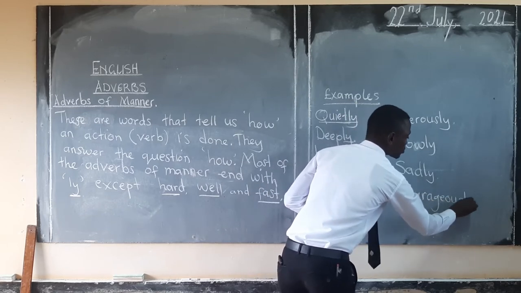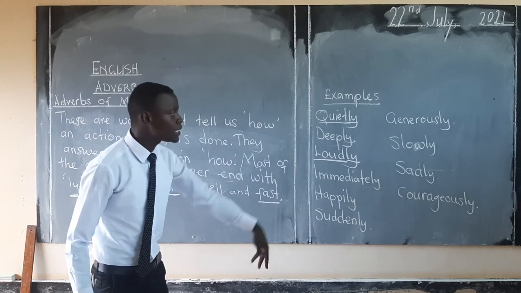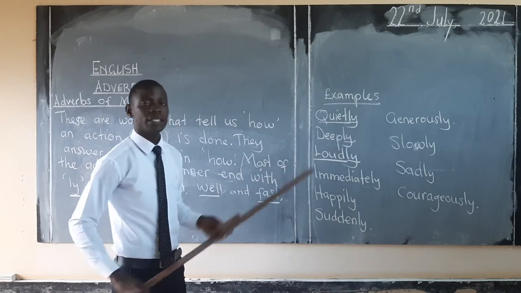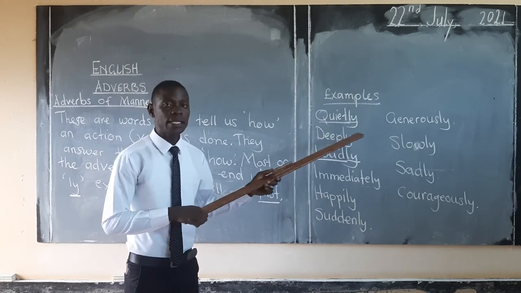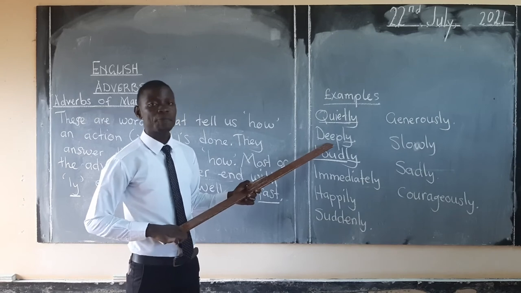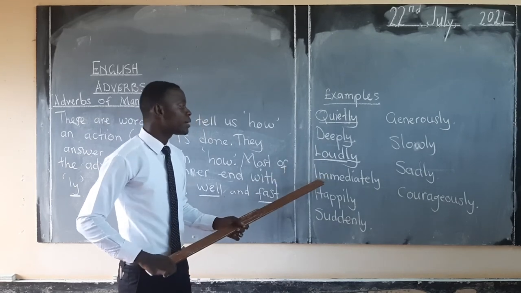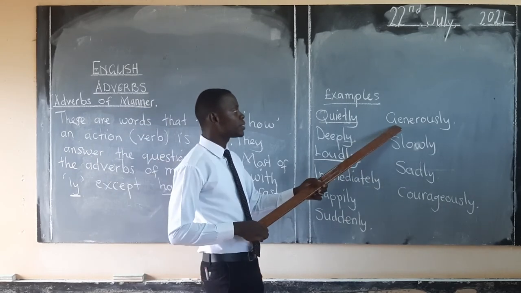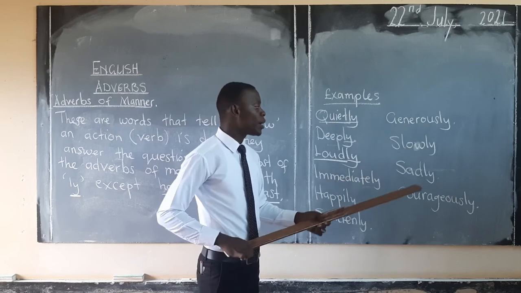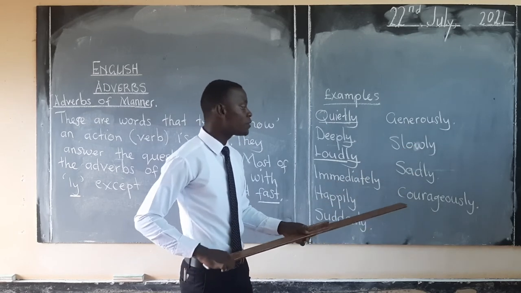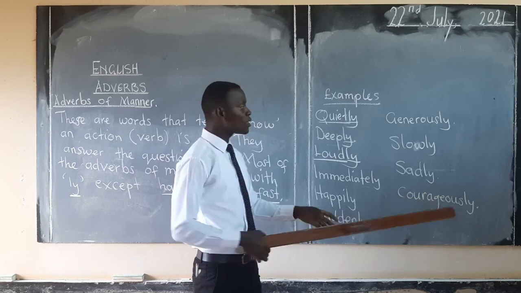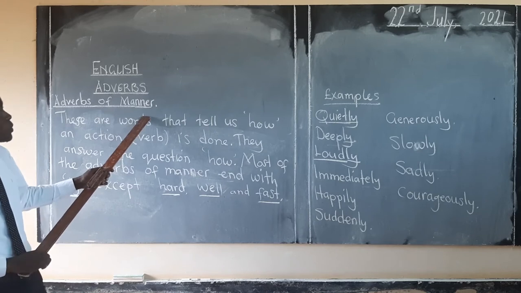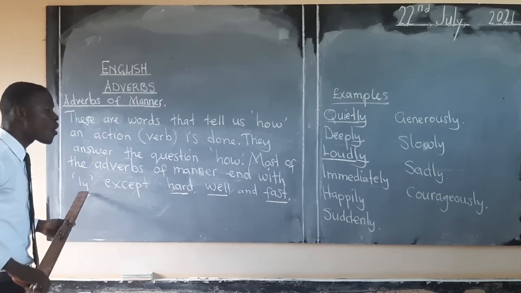So we have quite a number of adverbs of manner. Some of them have been written on the board. We have the word quietly, deeply, loudly, immediately, happily, suddenly, generously, slowly, sadly, and courageously. So all these words are called adverbs of manner. We say adverbs of manner end with L-Y.